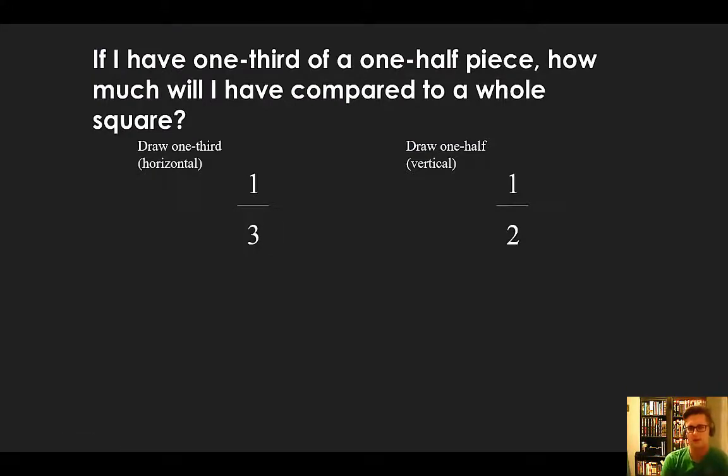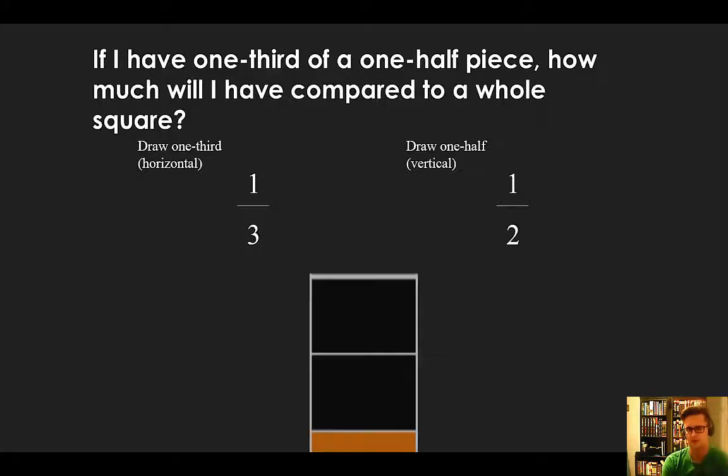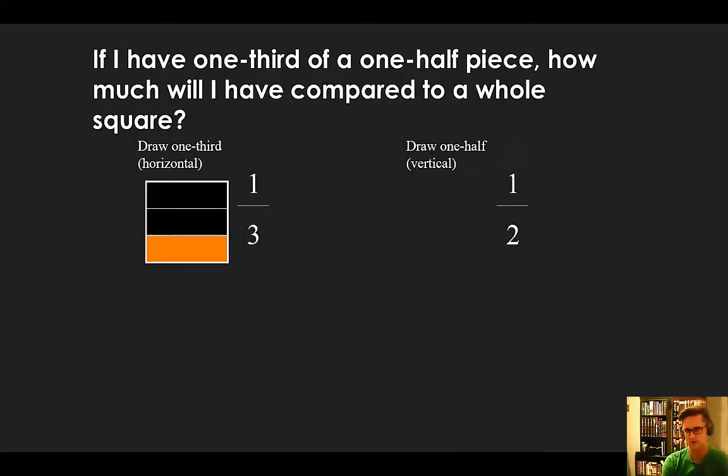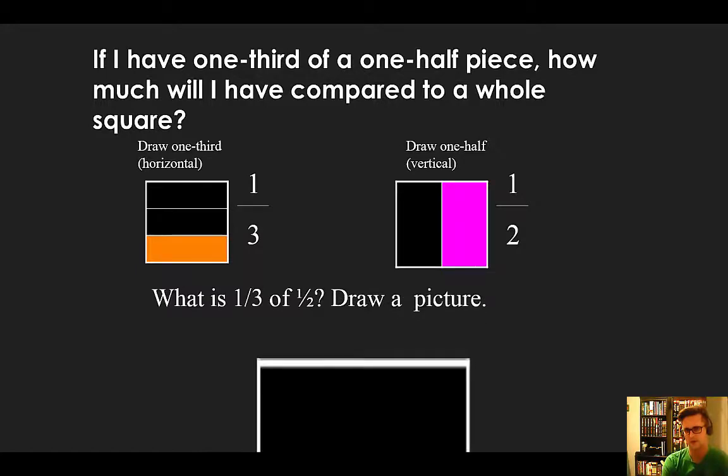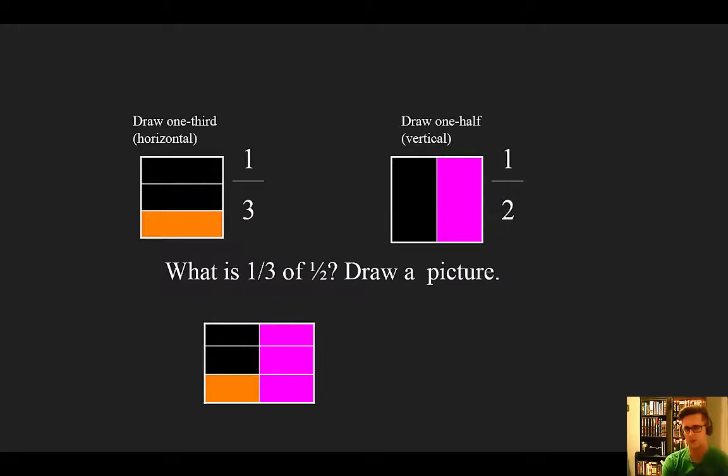Now if I have 1/3 of a 1/2 of a piece, how much will I have compared to the whole? So we're essentially multiplying 1/3 by a half. We start off with 1/3 and we draw a half. Essentially we're going to put these two together. If we draw the picture, we get 1/3 and 1/2. And the picture is right here, where our half has been divided up into 3 new sections. And this section here is our new fraction.